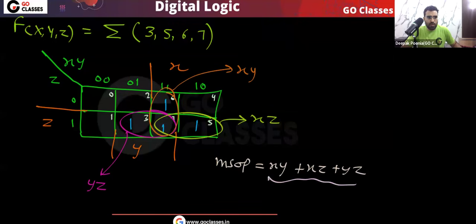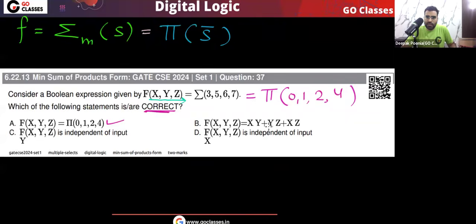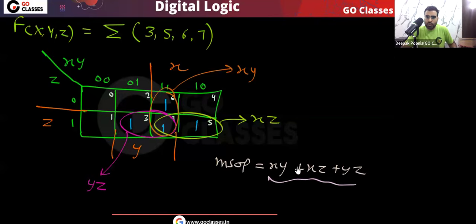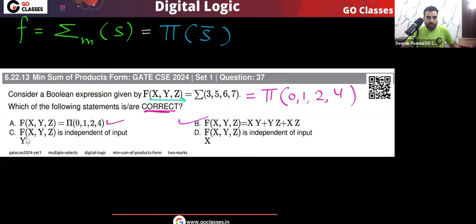Let's see option B, xy or yz or xz. Yes, this option is also correct. Now in this minimal SOP expression we have variable x also, y also, z also. In the minimal SOP expression we have all these 3 variables, so function f depends on all these 3 variables. Is function f independent of input y? No, this actually depends on input y. Is function f independent of input x? No. Okay, very simple.